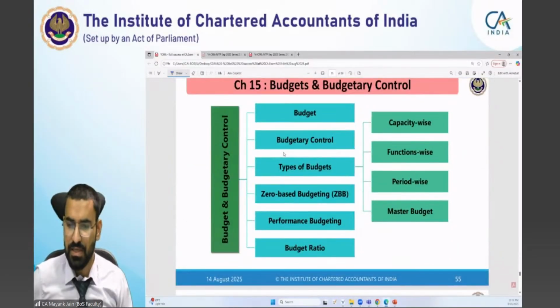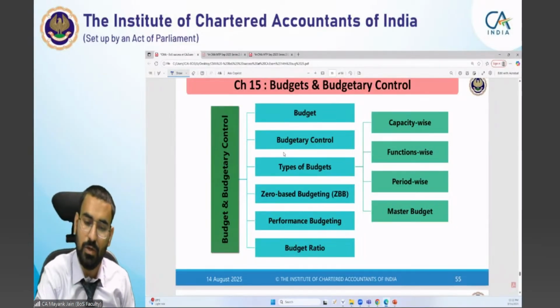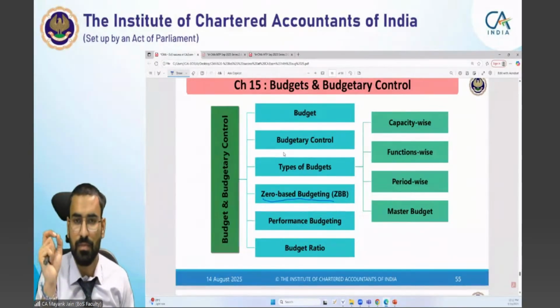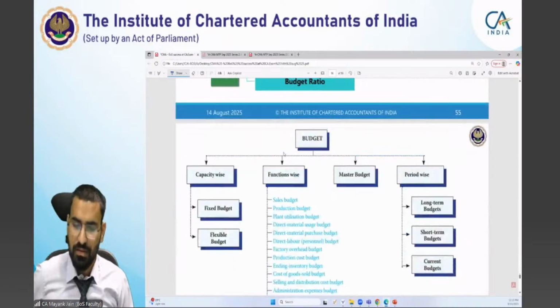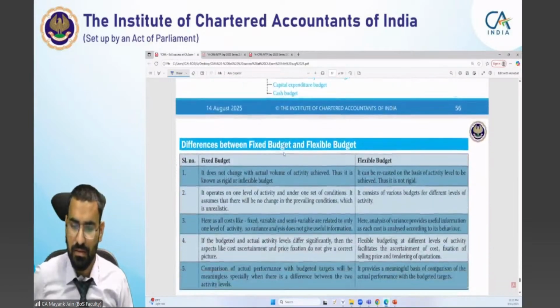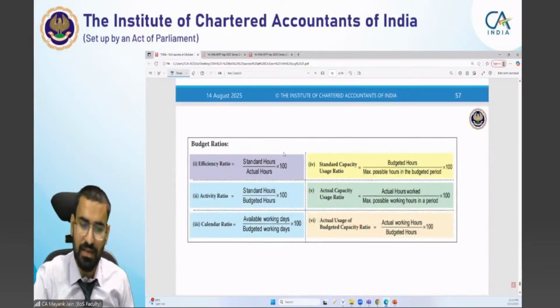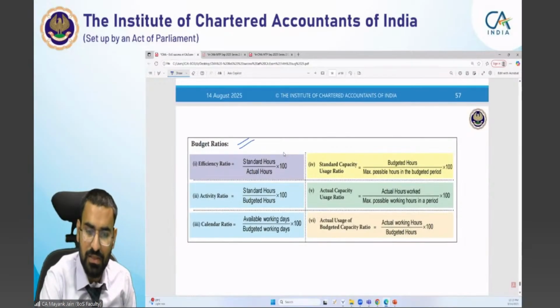Last one is budgetary controls. There are different types of budgets, and nowadays zero-based budgeting plays an important role. You will start your budget from the scratch. You don't use the historical data. And other types of budgets are master budget, flexible budget, cash budget, and one important thing is budget ratios. From this, you may be asked a theoretical question or a practical question.